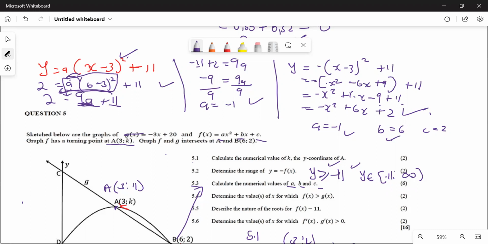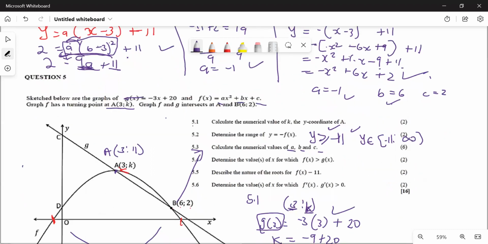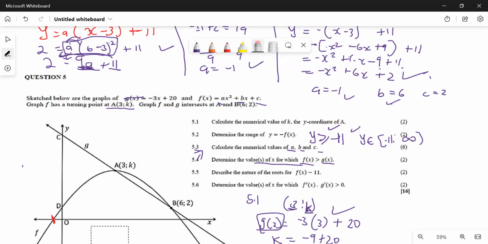Next question, it says, determine the values of x for which f of x is going to be bigger than g of x. Okay? F of x is above, g of x is below. We want f of x to be above, and then we want g of x to be below. Let's go and check when does that happen. When is f of x going to be above? When is g of x going to be below?